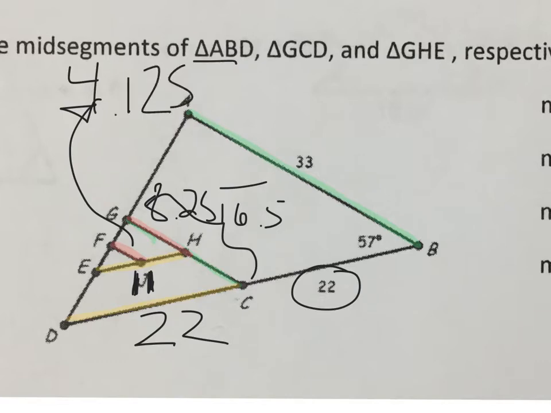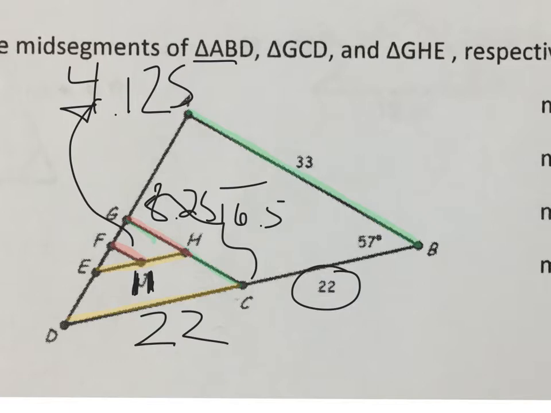Okay, now that takes care of all the sides that we would ever need to know without even looking at the question. Fill in everything that you know. This is half of that, this is half of that, that is 2 times the other thing. That is how the midsegment relates to the base. Now let's talk about angles.